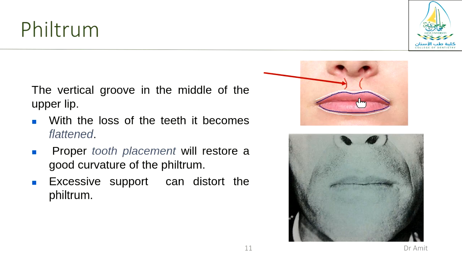In this photograph you can see where the lips have been supported too much. This excessive support can distort the philtrum, so the depression will not be there. So always when you are fabricating your complete denture, you have to see that the philtrum appears in its normal position. That is, a normal depression should be there on the upper lip, and it should not be removed completely.